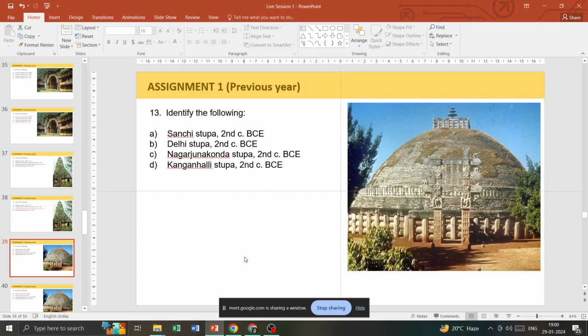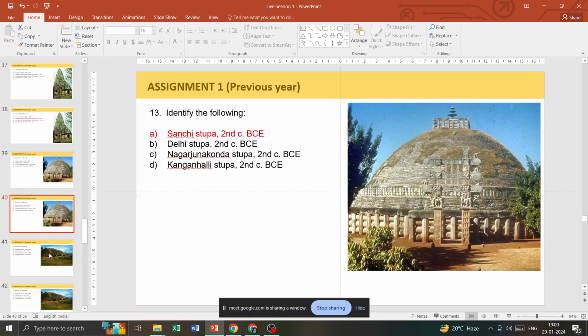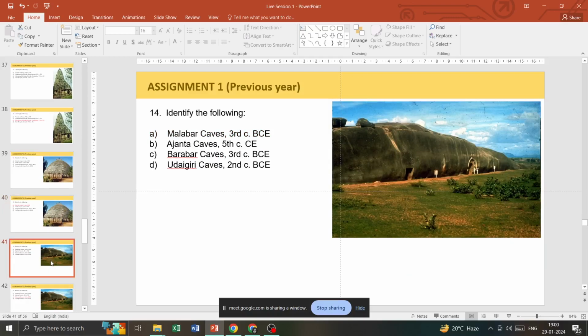And it has typical stupa features. There is a hemispherical dome, there are railings, there is one torana, and then one chhatri on the top. So this is Sanchi Stupa from Sanchi, built in the 2nd century BCE by Ashoka of the Mauryan Empire. I have already added this image, so you will be able to easily identify this one.